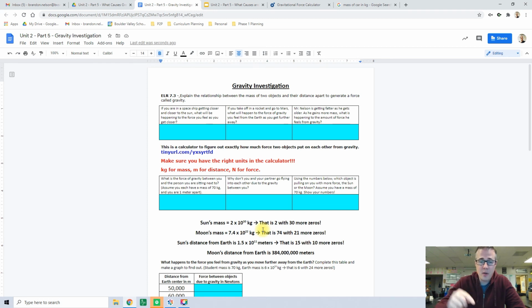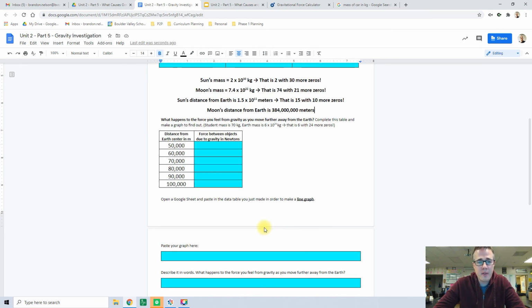Get ready to punch the 0 key a whole bunch because, for example, the sun's mass is 2 times 10 to the 30th power kilograms. And I've left you a little cheat here. That's a 2 with 30 zeros after it. You're going to need to punch those numbers in order to figure out certain amounts of gravity. Once you've figured out these first three boxes, then you're going to make a little graph because we want to figure out how the force of gravity changes as you move away from an object. So I've given you a whole bunch of distances, and you're going to use the calculator to figure out what those forces are.